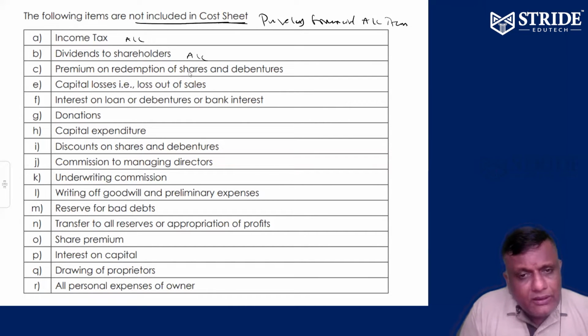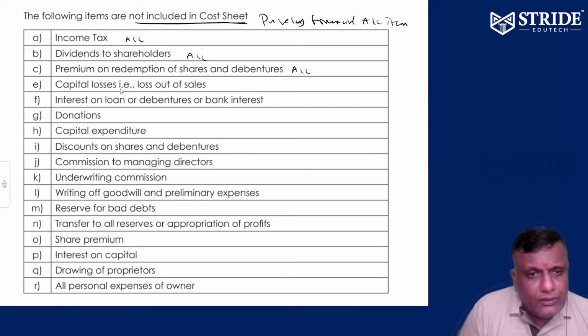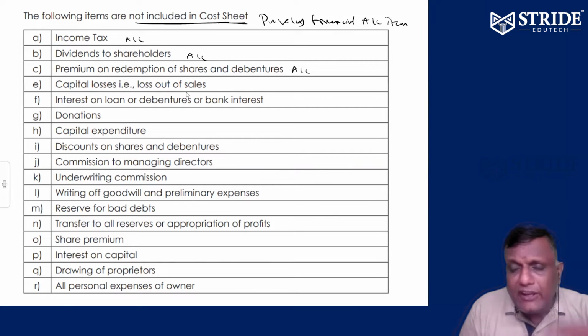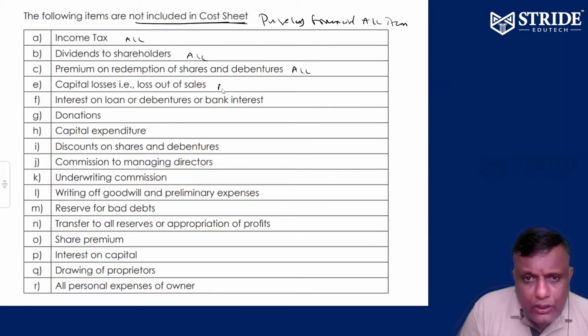Dividend to shareholders. Similarly, shares and debentures to be redeemed at an extra amount, accounts item. Capital losses, such as machinery sold at a loss, are transferred to the P&L account, accounts item. It's not a cost sheet item. Interest on loan paid and interest on debenture paid are cost sheet items. Donations given, accounts item, not a cost sheet item.